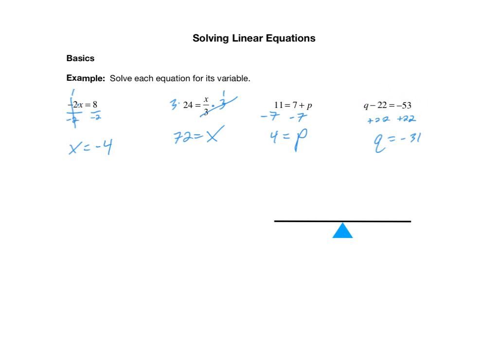Now notice for each of these 4 equations, these were only one-step equations, meaning all you had to do was divide both sides by negative 2 to get this. This one, all you had to do was multiply both sides by 3 to get this. Subtract 7 from both sides here, and add 22 to both sides here. In general, your equations will often be multi-step problems. That's what we'll look at next.